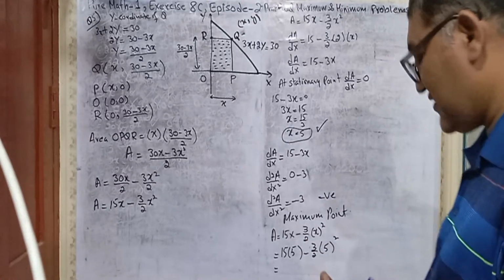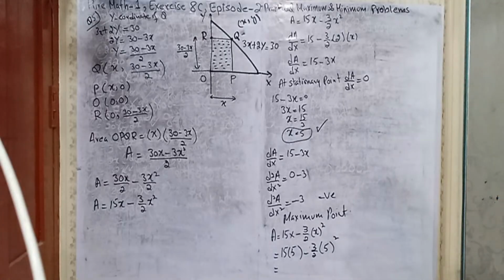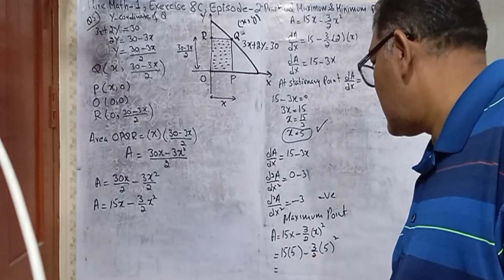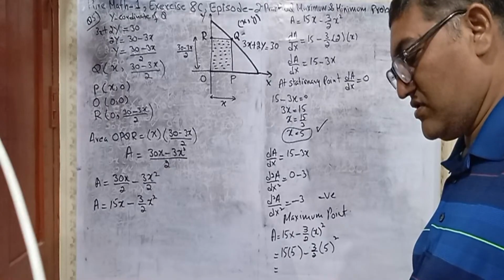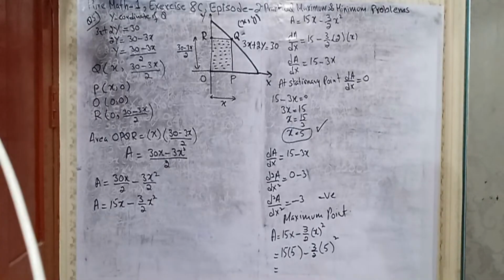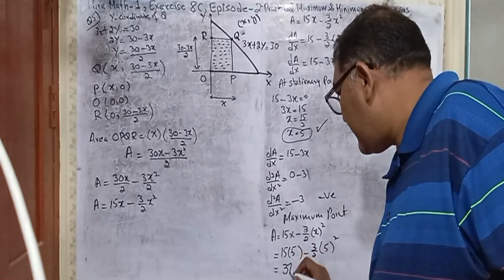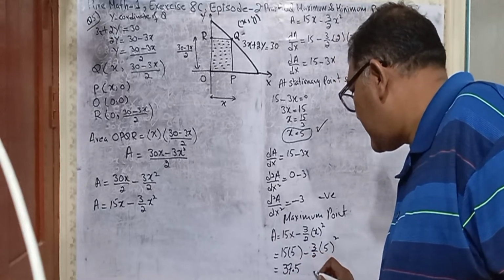Something was going wrong. Now 15 multiply 5 minus 3 divided by 2 multiply bracket start 5 bracket close square equals. My answer is coming to be 37.5, and this is the right answer.